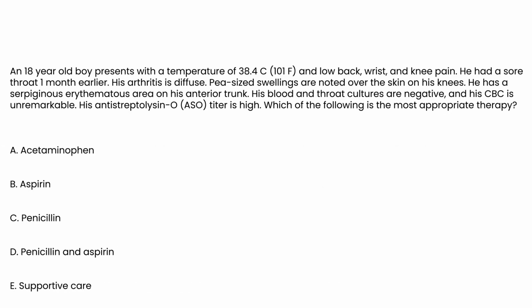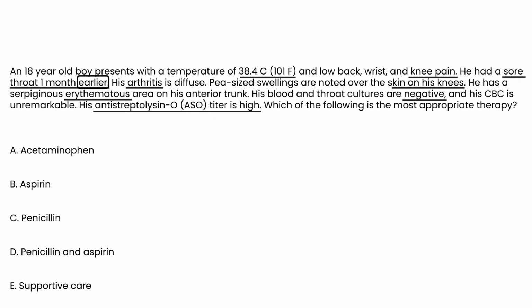an 18-year-old boy presents with a temperature of 38.4, low back, wrist, and knee pain. He had a sore throat 1 month earlier. His arthritis is diffuse. Pea-sized swellings are noted over the skin on his knees. He has a serpiginous erythematous area on his anterior trunk. His blood and throat cultures are negative, and CBC is unremarkable. His anti-streptolysin O titer is high. Which of the following is most appropriate therapy?